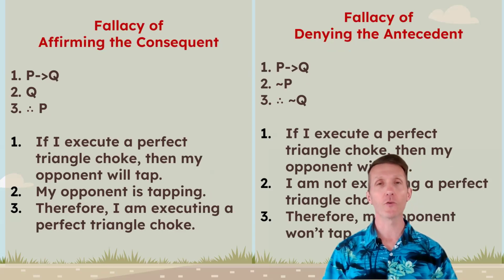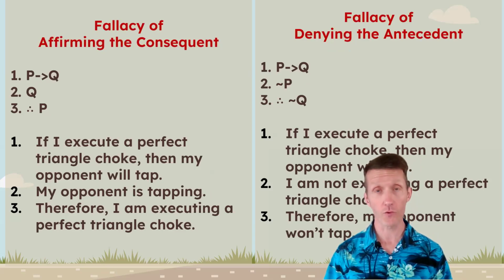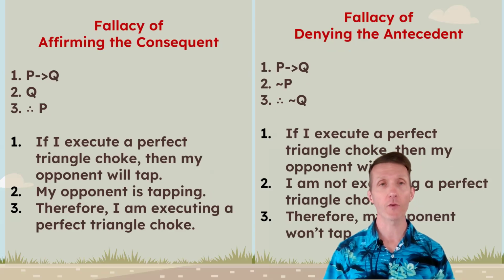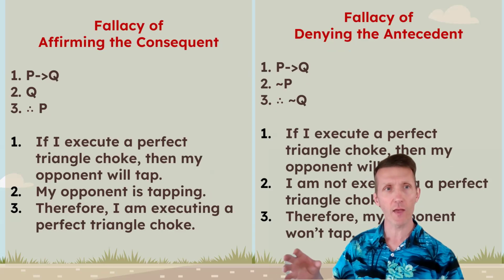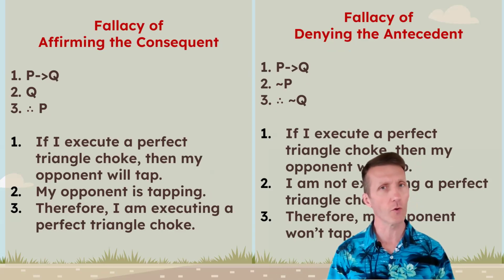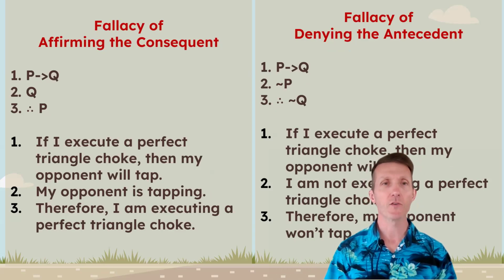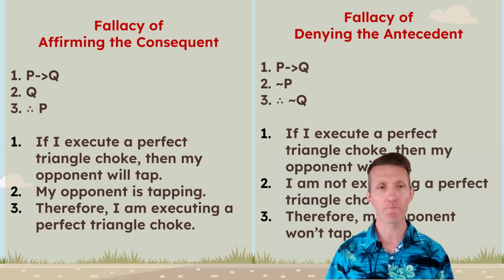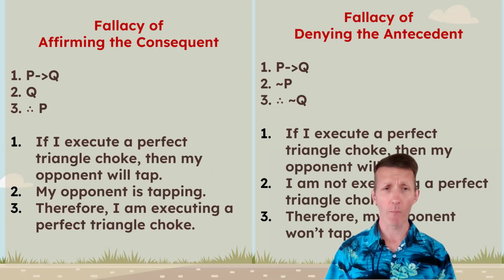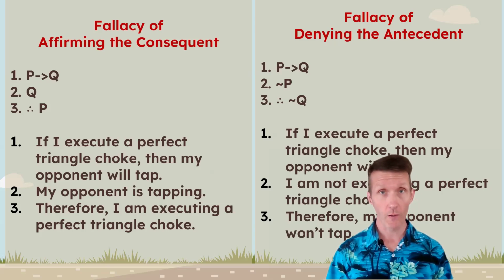Now, here are two fallacious reasoning errors, two fallacies. The first is called the fallacy of affirming the consequent. And you're going to say, look, I've got that second thing, so don't I have the first thing? And no, you don't necessarily have that first thing. So same first premise. If I execute a perfect triangle choke, then my opponent will tap. Two, my opponent is tapping, therefore I'm executing a perfect triangle choke.